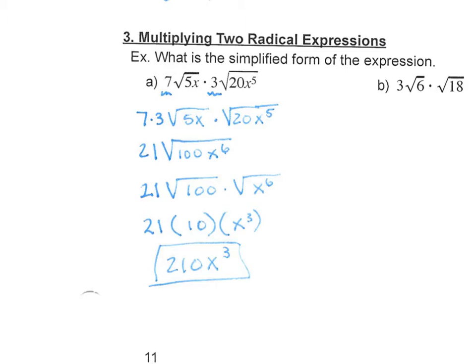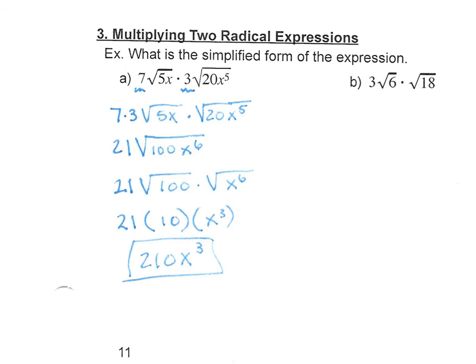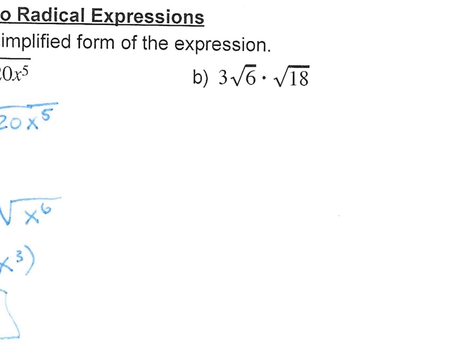And now when I do that, I have 21 times the square root of 100 times the square root of x to the 6th, which is going to give me 21 times 10. Square root of 100 is 10. The square root of x to the 6th is x to the 3rd. And then I simplify this, so I have 210 x to the 3rd is going to be a simplified expression. So as we move on, you may develop your own shortcuts that you see. I'm just sort of breaking it down step by step.